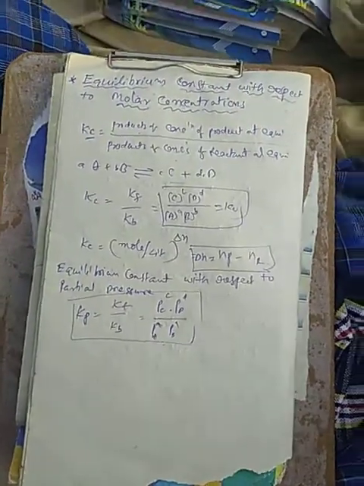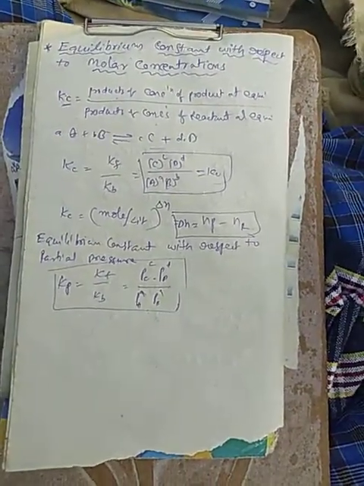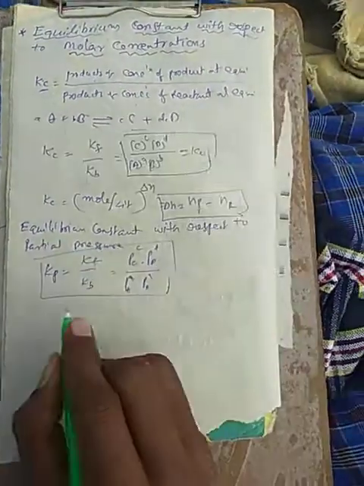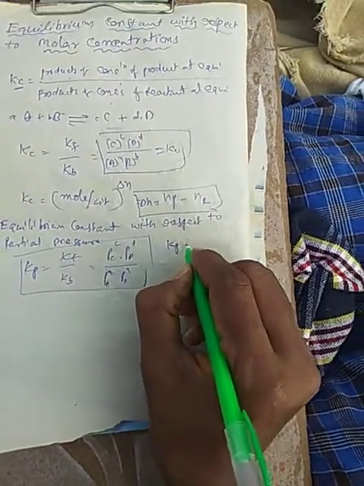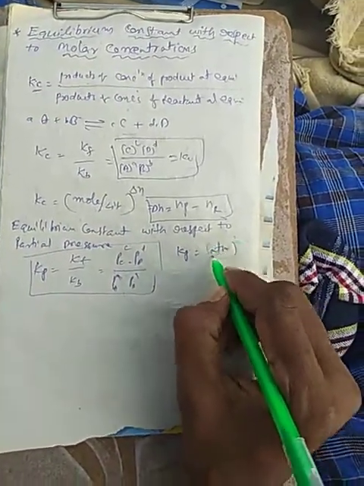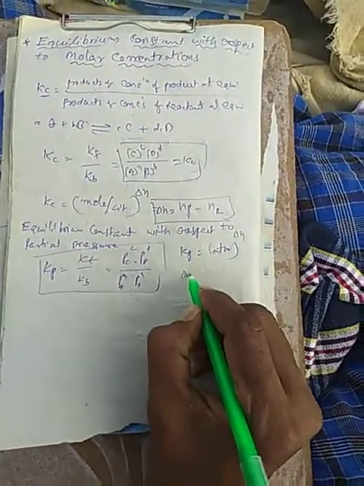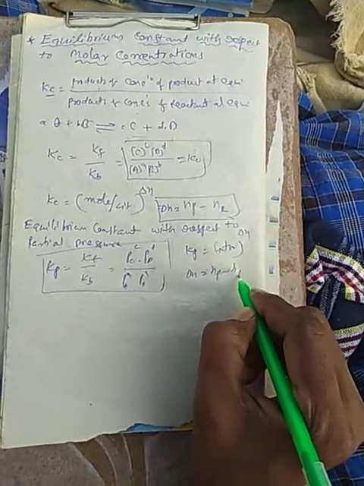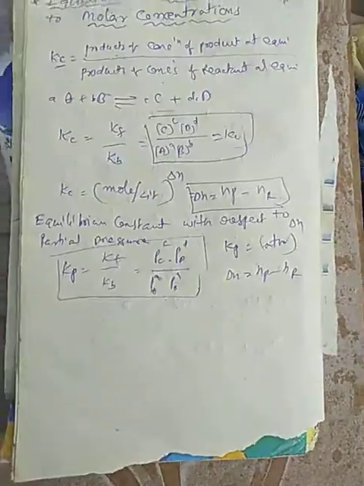Pa, Pb, Pc and Pd are the partial pressures of A, B, C and D. Now here the units of Kp are atmosphere power delta n. Delta n is nothing but the number of moles of product minus the number of moles of reactants.